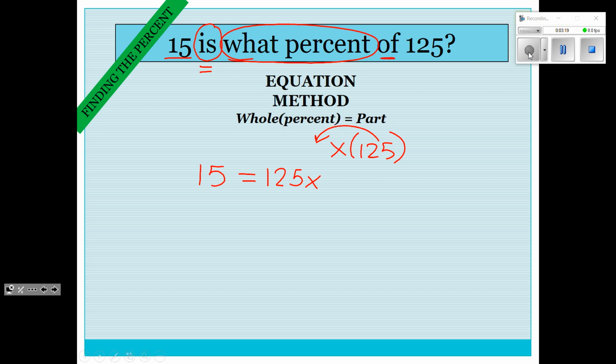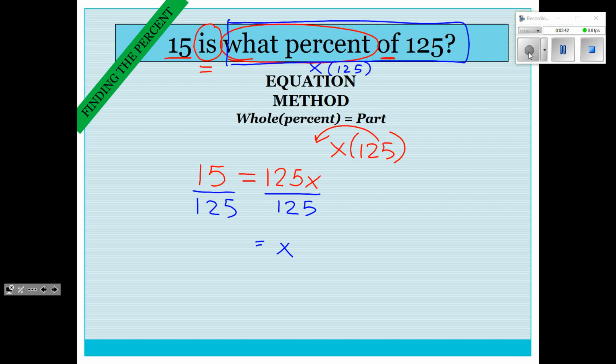So all of this, what percent of, means you're multiplying an unknown number times 125, and we write it 125x. Now this is a one-step equation. We have learned that when a variable is being multiplied by a number, we have to divide both sides by that number. So I'm going to take my calculator here. 15 divided by 125 is 12 hundredths.